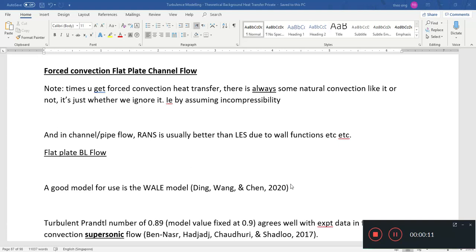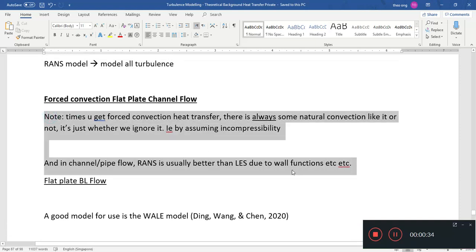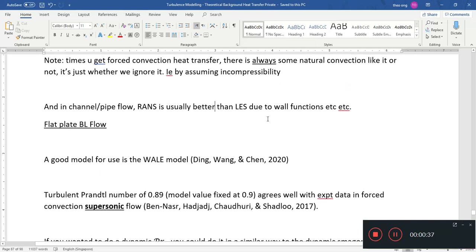Okay, sorry. So today we are going to do a little bit of LES modeling, and we're going to talk about forced convection flows over some flat plate or channel. This is where most of the convection is forced by some external driver, for example, a pressure gradient or whatnot.